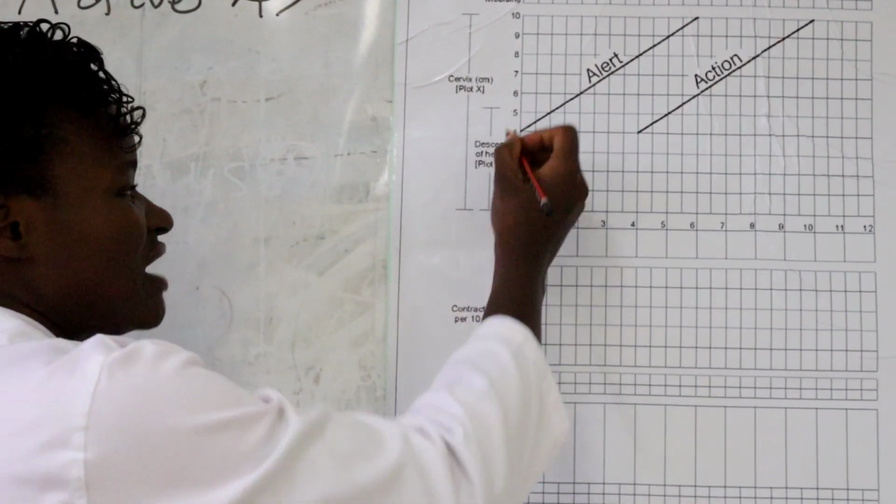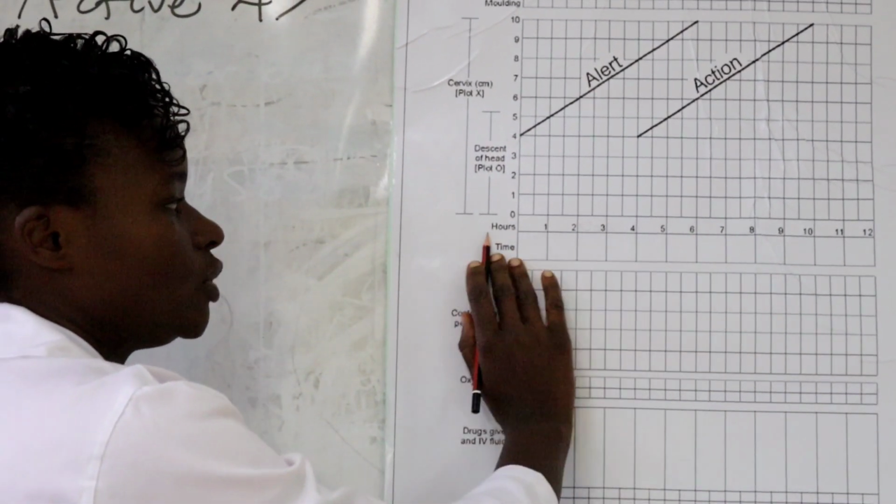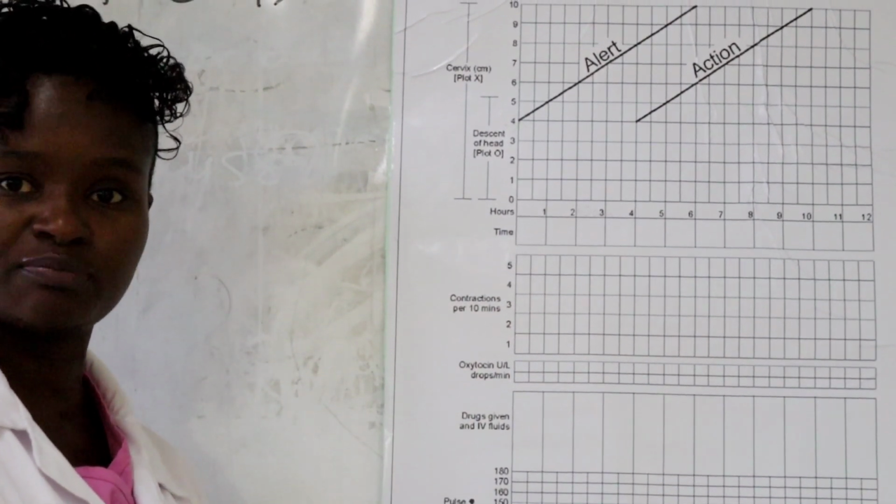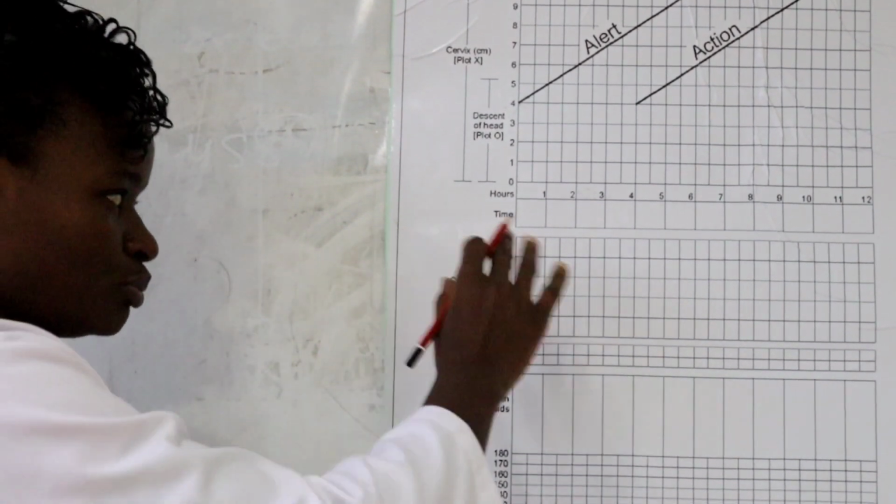Let's proceed. I've explained the part where we have the time. The time is, you just indicate what time you started charting that partogram. Is it 10 a.m.? Is it 12 a.m.? Whatever time, you put it there.